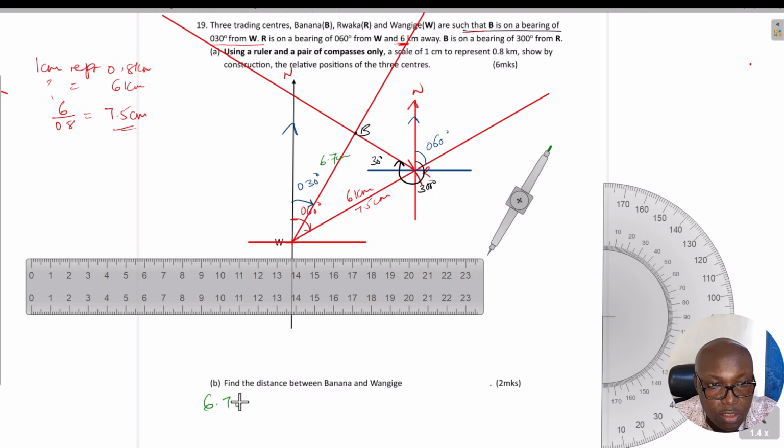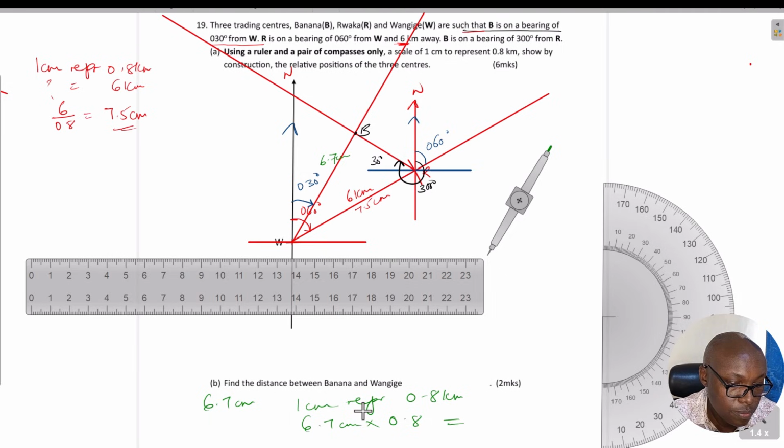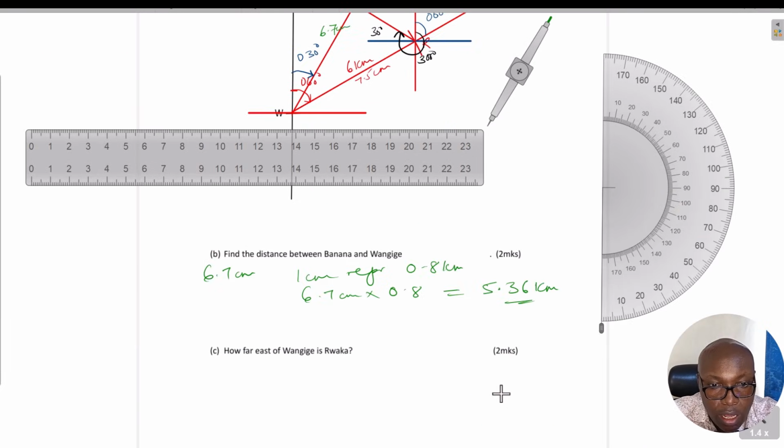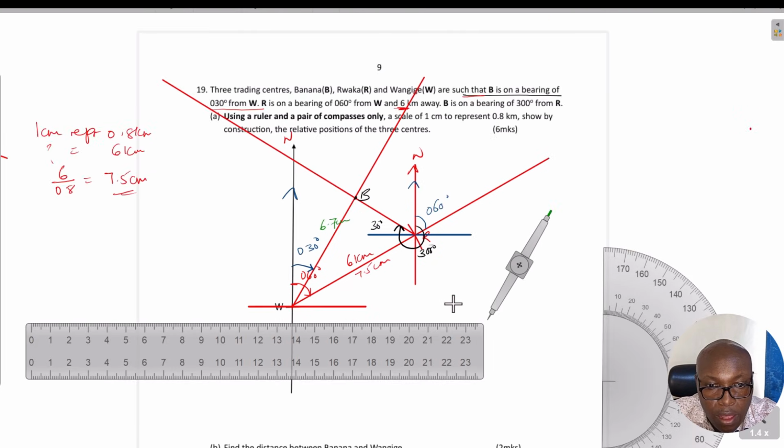Convert 6.7 centimeters, because you've been given that 1 centimeter represents 0.8 kilometers. Don't forget that. So what about 6.7 centimeters? You simply need to multiply that by 0.8, and this will give 5.36 kilometers.